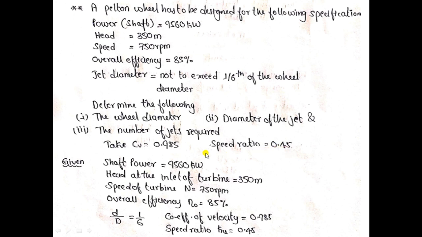Now, as I have mentioned, shaft power is given, which is 9560 kilowatts. Head at the inlet of the turbine is given, which is 350 meters. Speed of the turbine is given, N is 750 rpm. Overall efficiency is given, that is 85%.